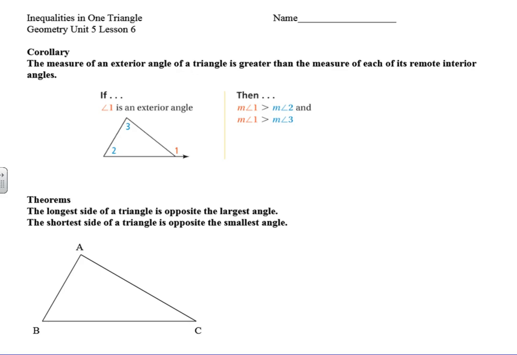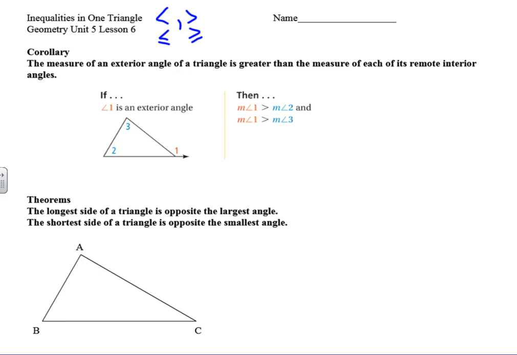We're rolling along in Unit 5. We're going to finish it up pretty quick here. And this is Lesson 6. We're going to look at inequalities in one triangle. So when you hear that word inequality, we should be thinking like less than, greater than, less than or equal to, greater than or equal to. Those are inequalities that we have here.